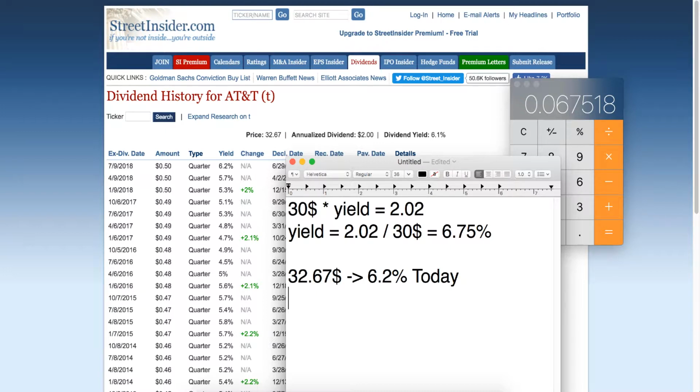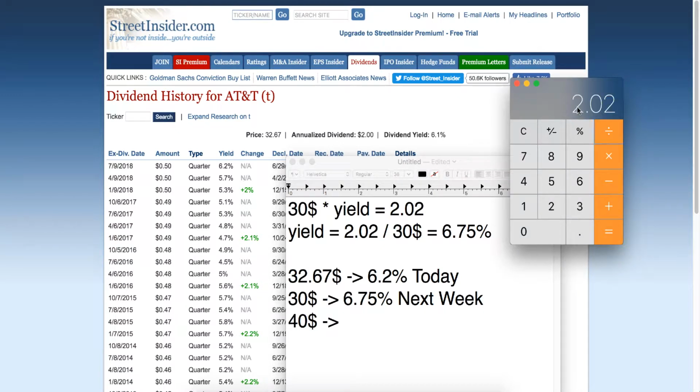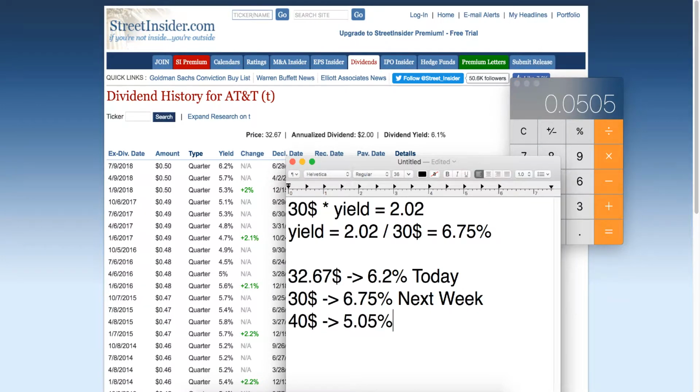Let's say that next week it goes to $30. So next week, the yield is going to be 6.75 if that's the case. If it goes to $40, you can use the same method to calculate that yield, right? But as you can imagine, it's going to be lower. It's going to be less. So we can quickly calculate that: 2.02 divided by 40. It's going to be 5.05. So 5.05. Let's say next year, for example.